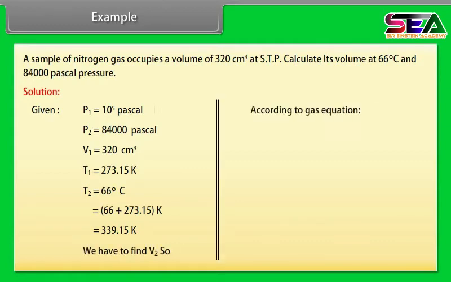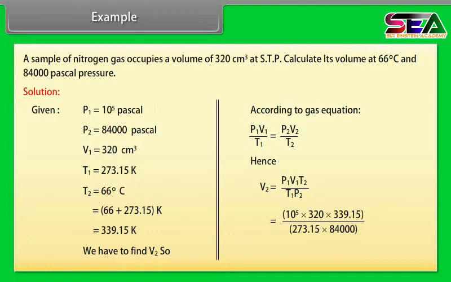So, according to the gas equation, P1 V1 by T1 is equal to P2 V2 by T2. Hence, V2 is equal to P1 V1 T2 by T1 P2, which is 10^5 into 320 into 339.15 divided by 273.15 into 84,000, equal to 473 cm³.